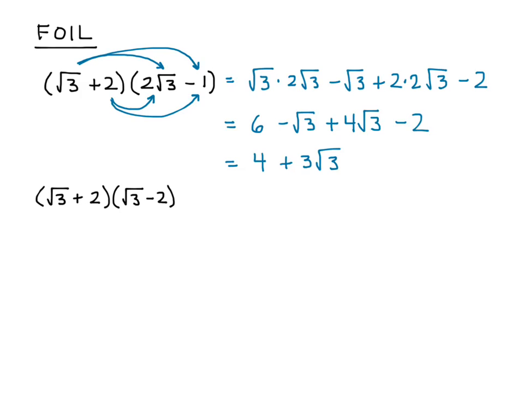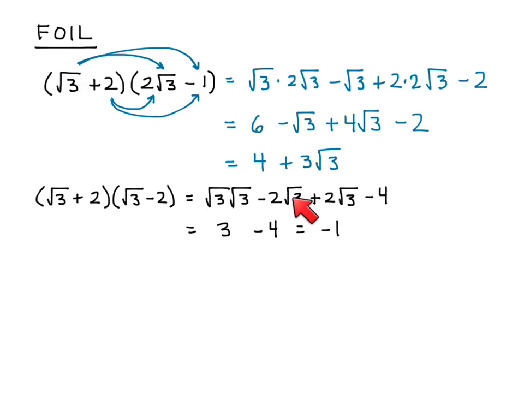Okay, another example. If we take the square root of 3 plus 2 times the square root of 3 minus 2, we'll do that by FOILing. So square root of 3 times the square root of 3, times negative 2 times the square root of 3, plus 2 times the square root of 3, and we get 2 times negative 2 is negative 4. And so when we simplify that, the terms here, this negative 2 times the square root of 3, notice that the signs are opposite on these two. And so the square root of 3 times the square root of 3 gives us 3, and we just get this whole thing as negative 1.